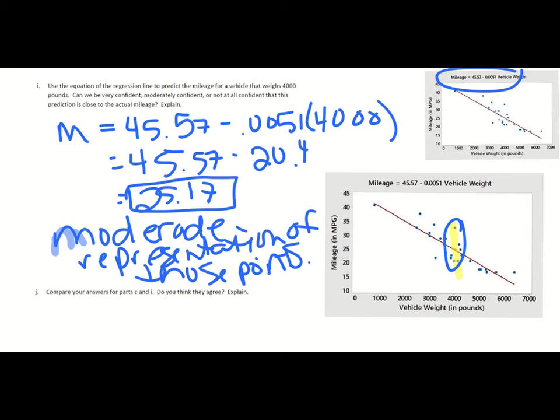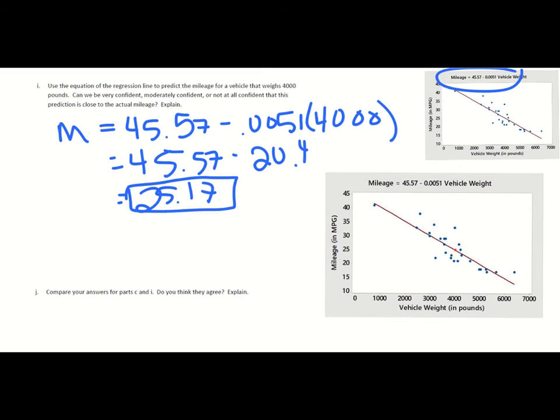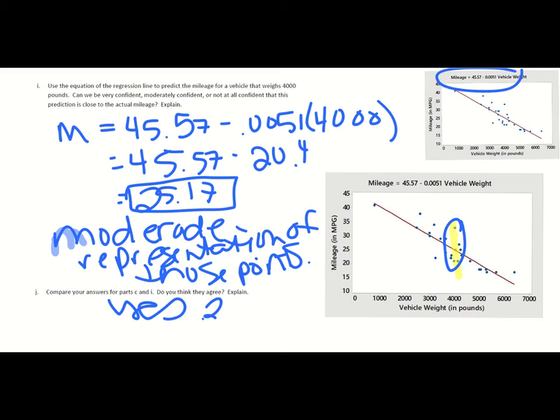So since this was a moderate graph, I'm just going to say that's a moderate representation. So compare your answers for C and I. Yes, they agreed. We'll just say that they were moderate for that. Because if you looked at C, that range was about 20 to 33 or 20 to 35 or something like that, and that's about in the middle. So that's about right.